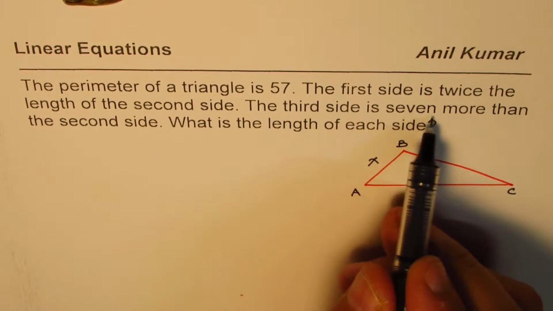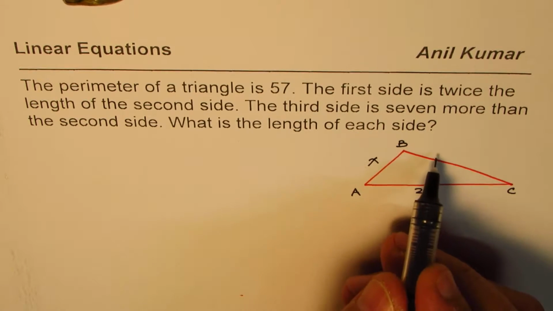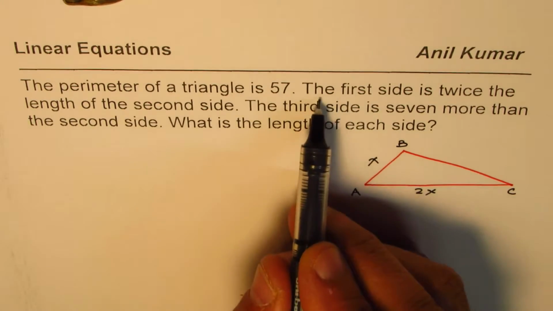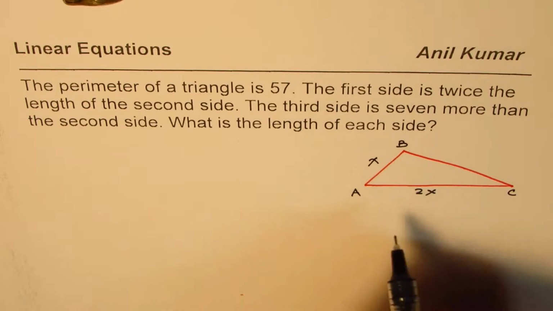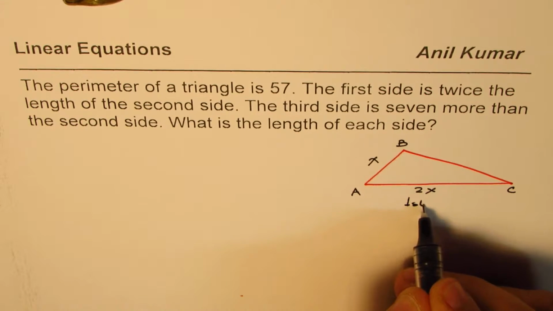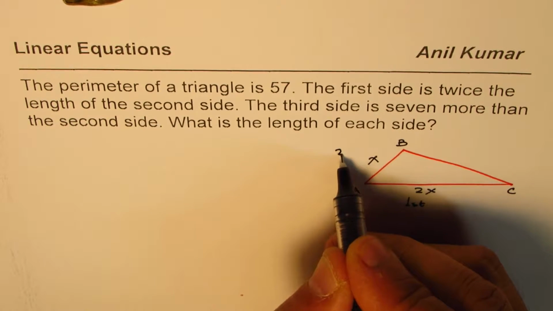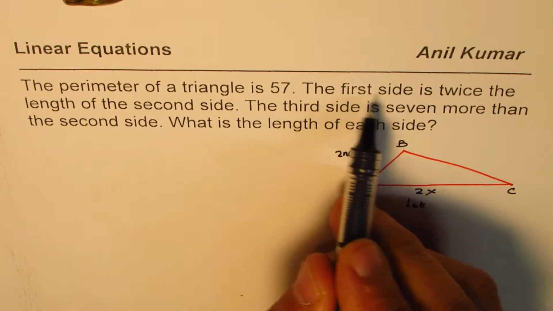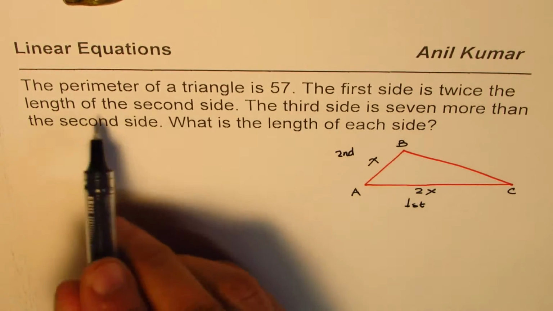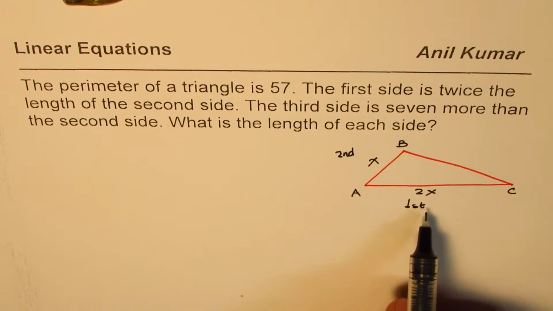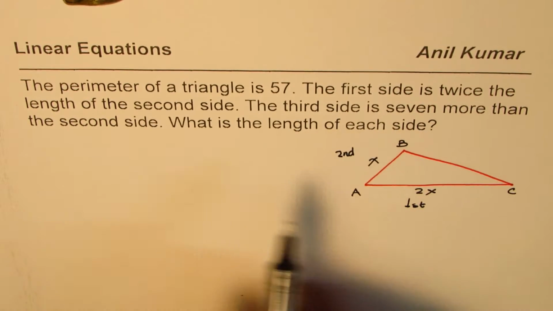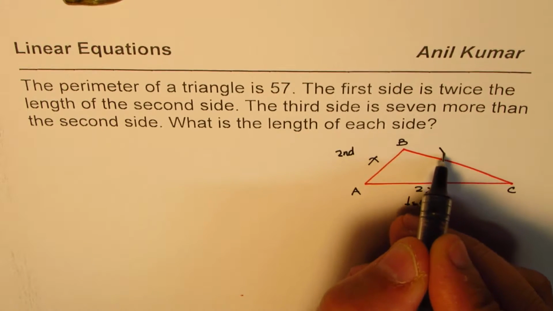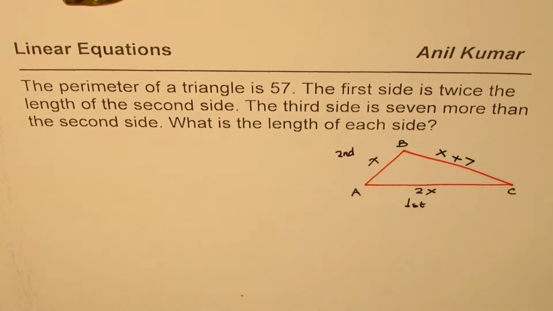The third side is 7 more than the second. The first side is twice the second, so this is our first side, and this is second. The first side is twice the length of the second. The third side is 7 more than the second. So second is x, and the third is 7 more than x. Do you see that? So that is how you could get your equations.